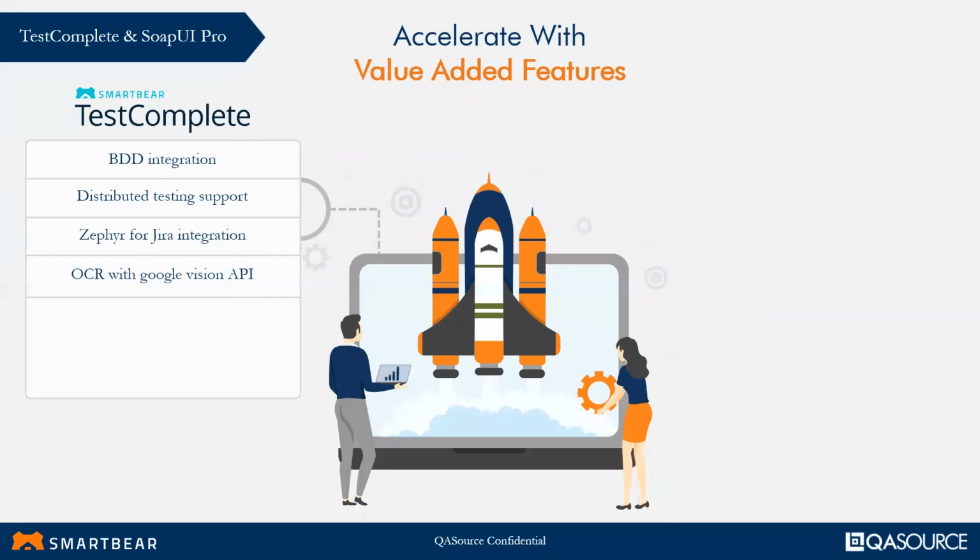TestComplete also provides OCR with Google Vision API, and this is a cool feature as it helps in recognizing text embedded inside an image, and thereby it increases the automation scope to a wider array of scenarios which were earlier not possible. So a really cool feature that TestComplete provides.